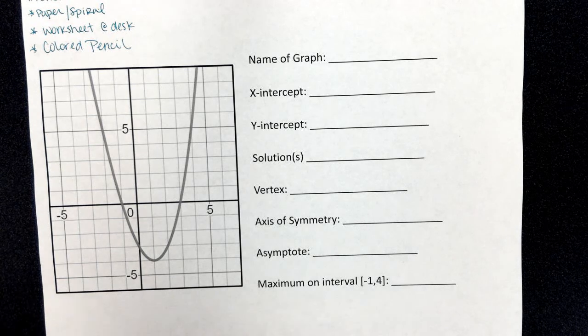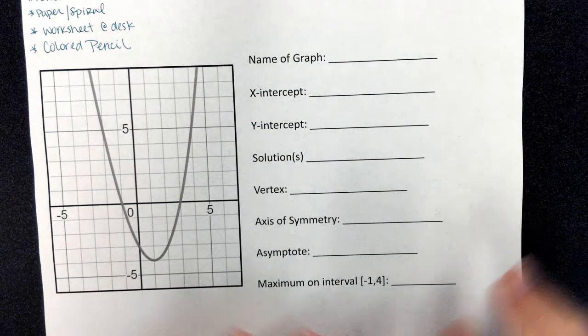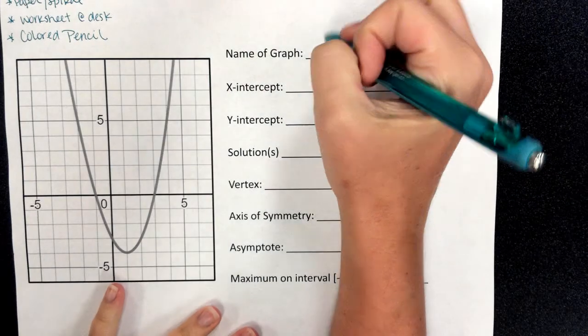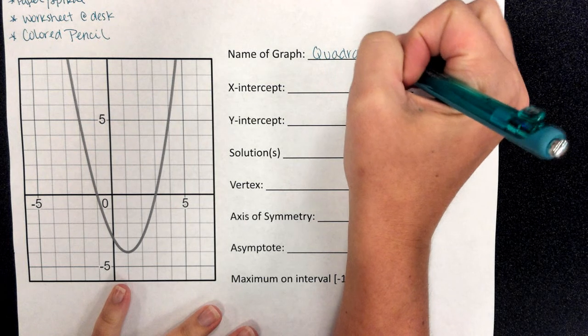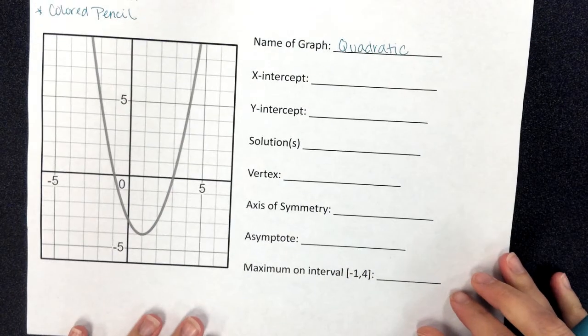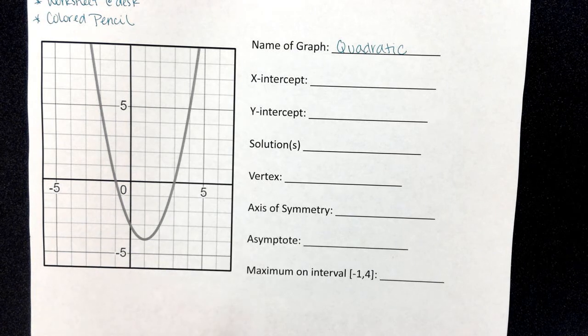What is the appropriate name for a U-shaped graph? A quadratic, very good. So the name of the graph would be a quadratic. I promise you have to know these names. Your test will give you about 4 or 5 graphs, and you have to name each one of them.